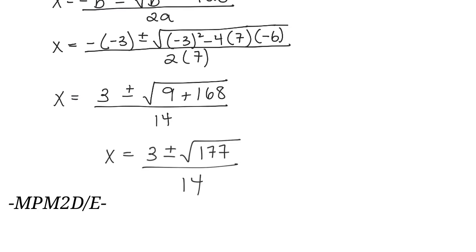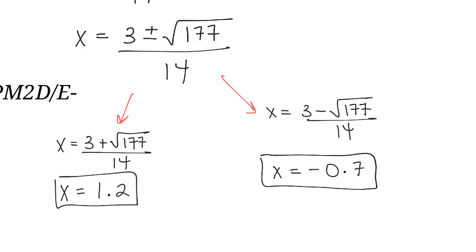At this point, we are now ready to divide or break up our solution into two possible answers, one that's being added and one that's being subtracted. So when you go ahead and calculate your two possible answers for x, one answer should work out to be roughly 1.2, and your other answer should work out roughly to be negative 0.7.